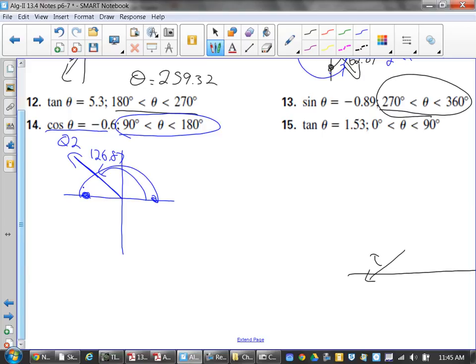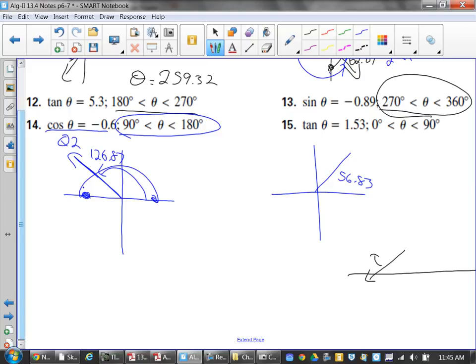Tangent of 1.53. What's the angle we're giving it? 56.83. Is that in the first quadrant? Yeah. Do you have to move it? No. That's all that is. That value is right there.